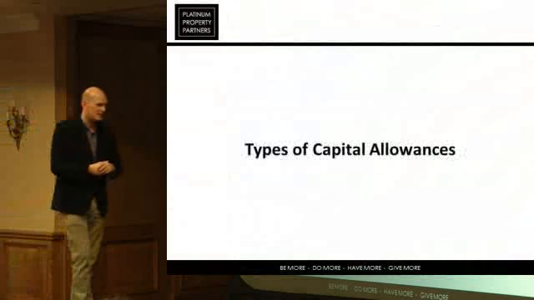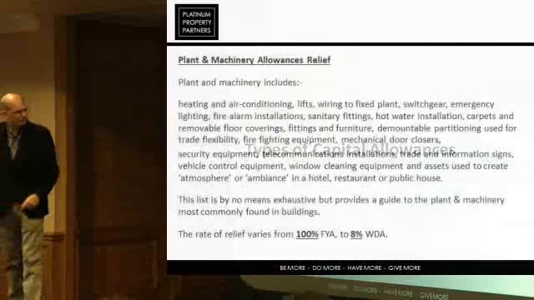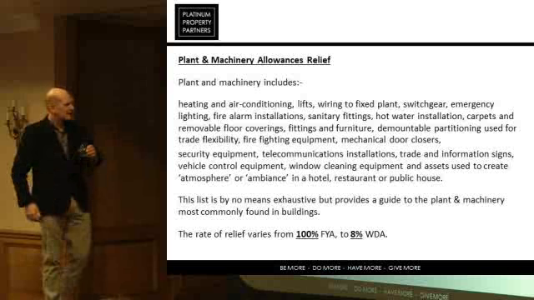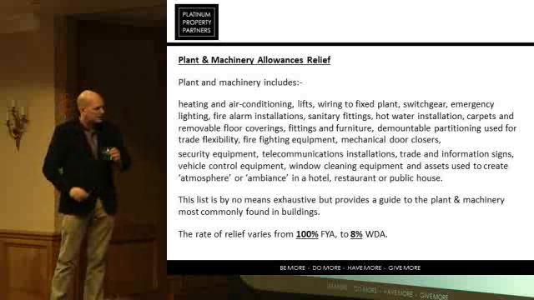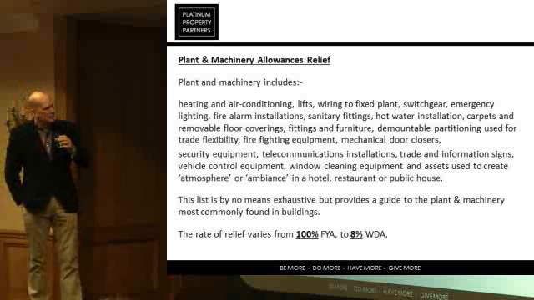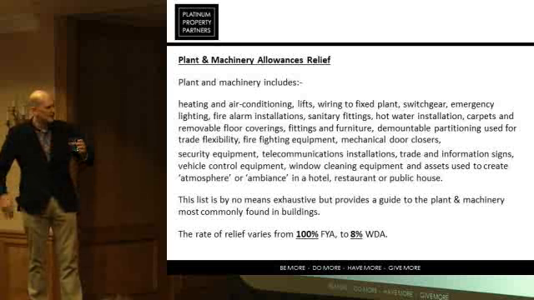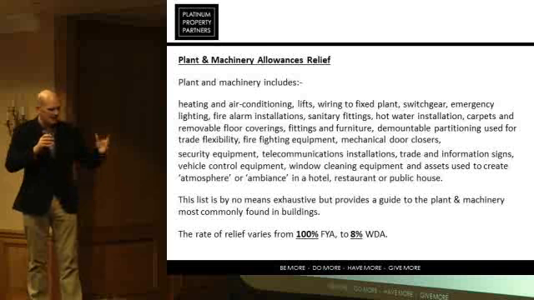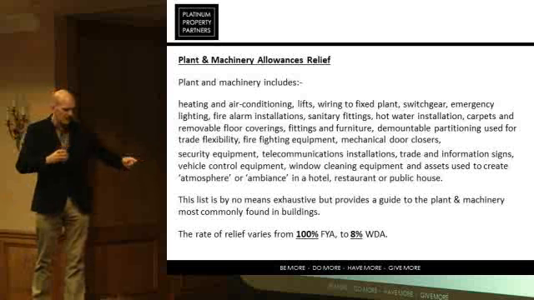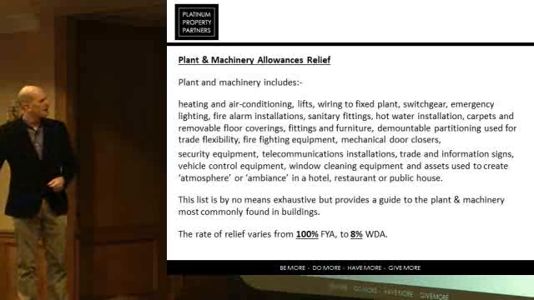So types of capital allowances, the exciting bit. Types of capital allowances. Properties. So we talked about plant and machinery allowances. They include these various items that we put on here. Heating and air conditioning, lifts. Everybody likes a good lift. Wiring to fixed plant, switchgear, emergency lighting. Fire alarms, sound, all these things which are deemed to be plant and machinery. It's not exhaustive, but it gives you an idea of the sorts of things that qualify. And it varies from 100% to 8% tax relief.